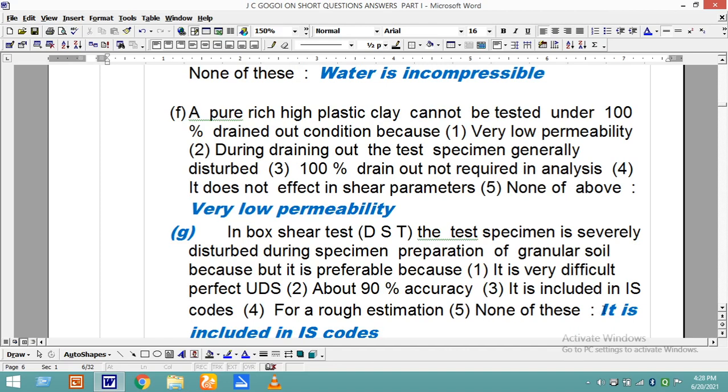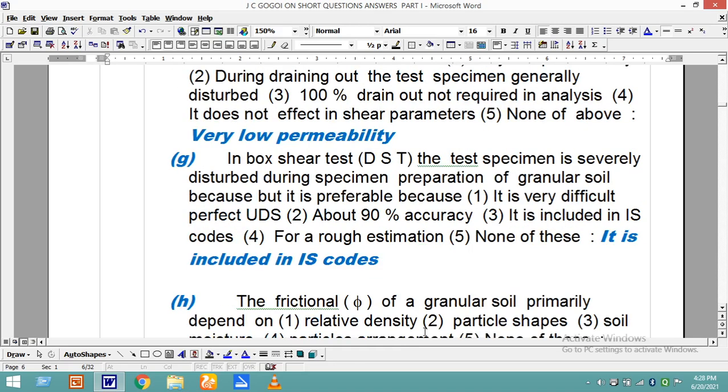In my opinion, except that the IS code is there, it is conducted everywhere. During my last more than 50 years of professional life, I never relied on the direct shear test. With regards to Dr. Terzaghi, Casagrande and everyone, with great regards, I am not using direct shear test results, since it is included in the IS code. So for me, my answer is it is included in the IS code.